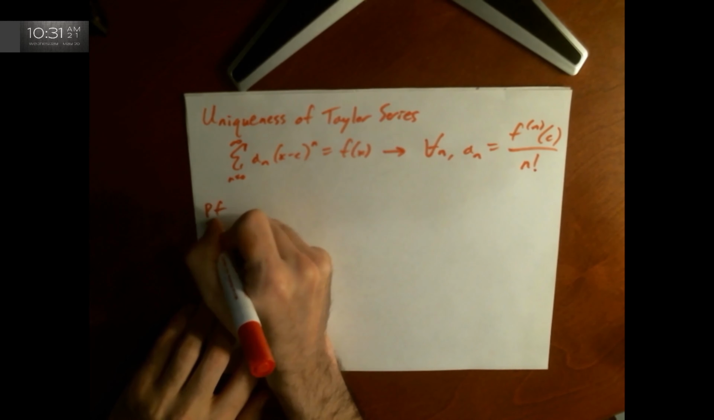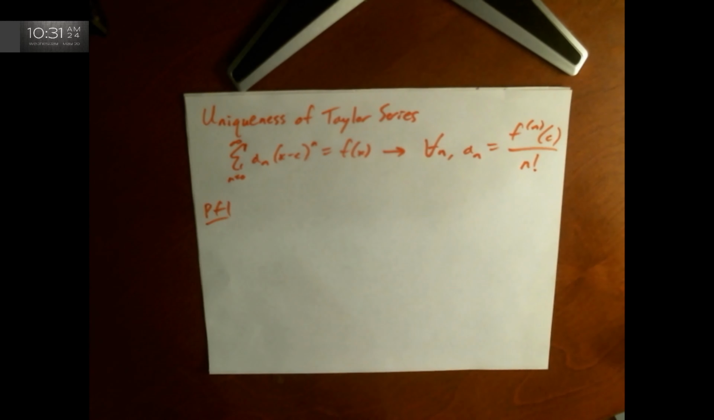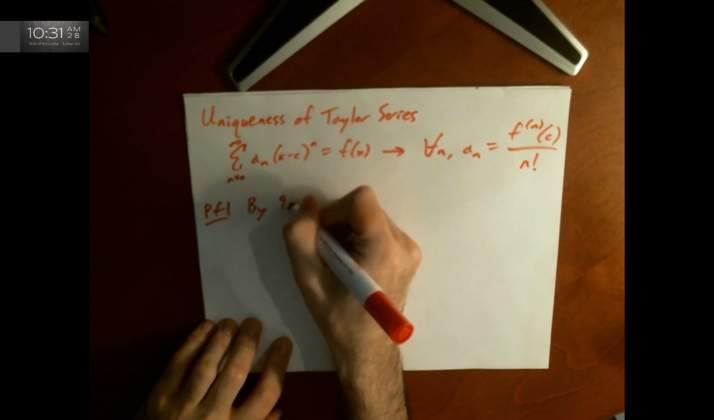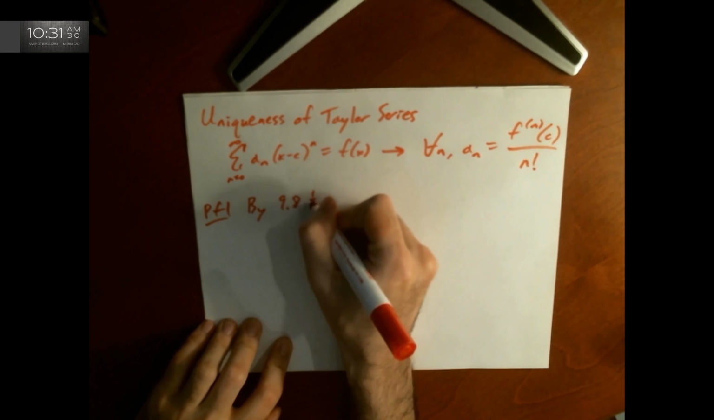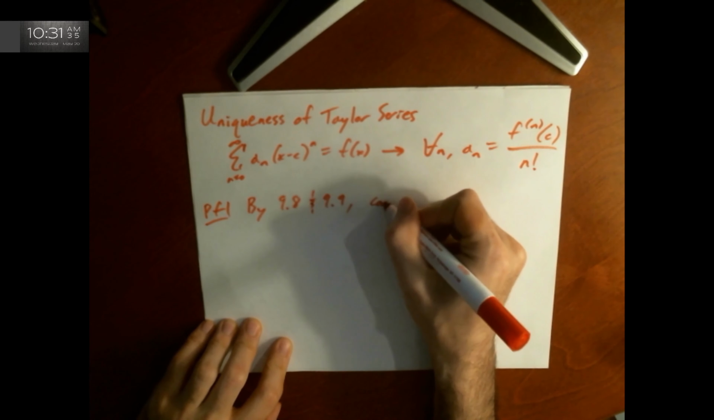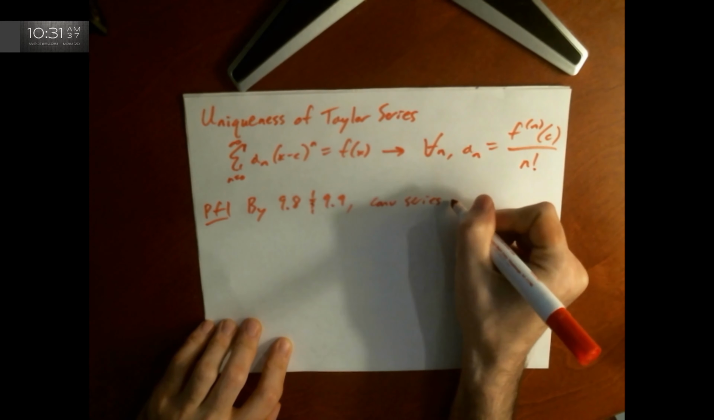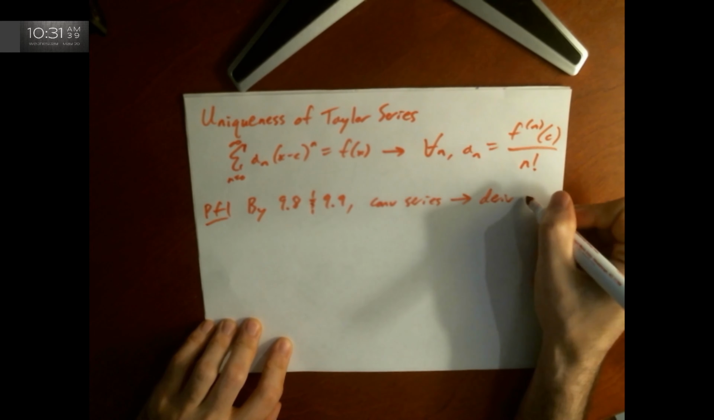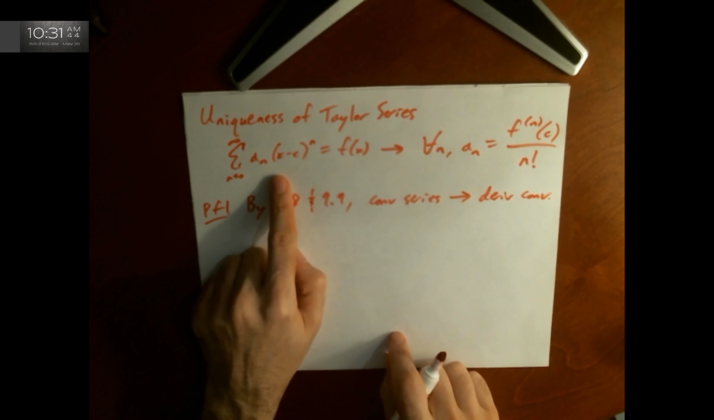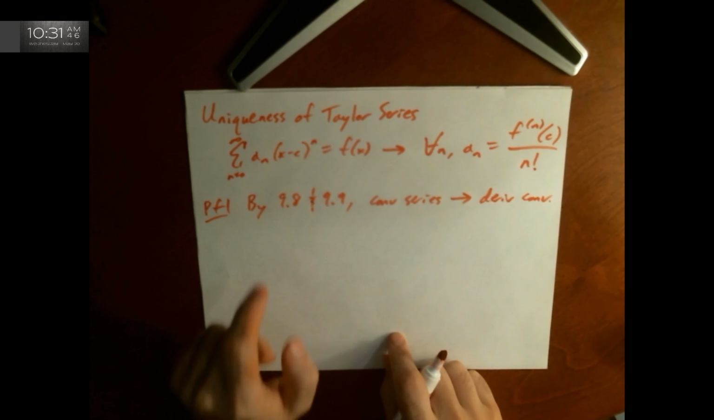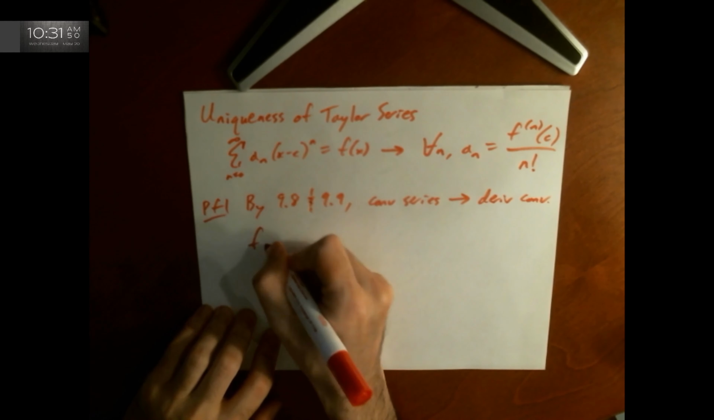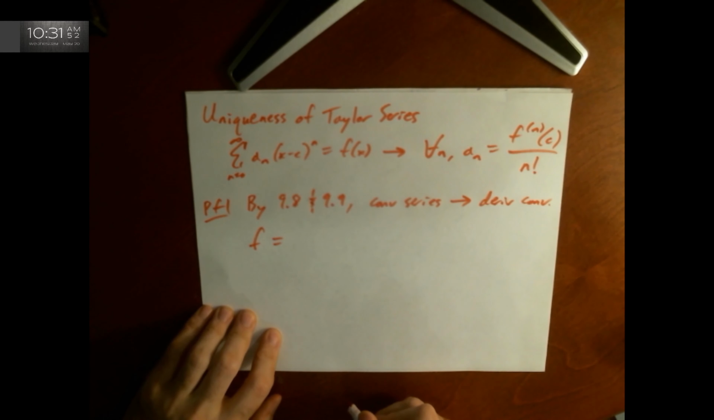For our proof, and this is enough space, not a big one. By 9.8 and 9.9, it's actually only one of the two, but I can't remember which of the two this was in, sorry. We know that a convergent series implies that the derivative also converges. So given that we're assuming this series converges, we are allowed to take its derivative, and that derivative will also converge. With that in mind, let's write out the series and do a derivative.